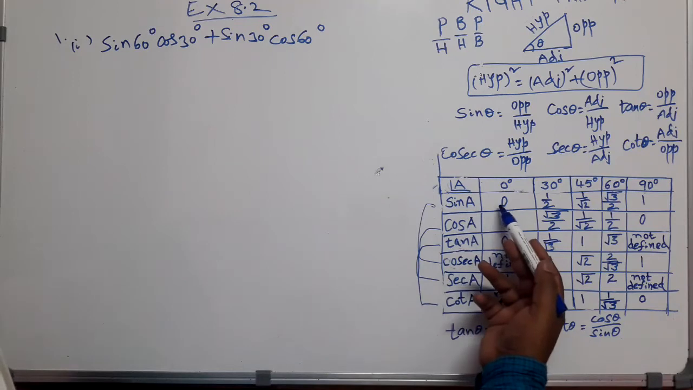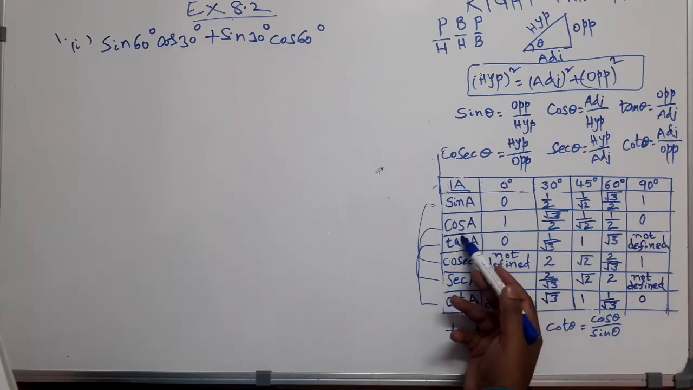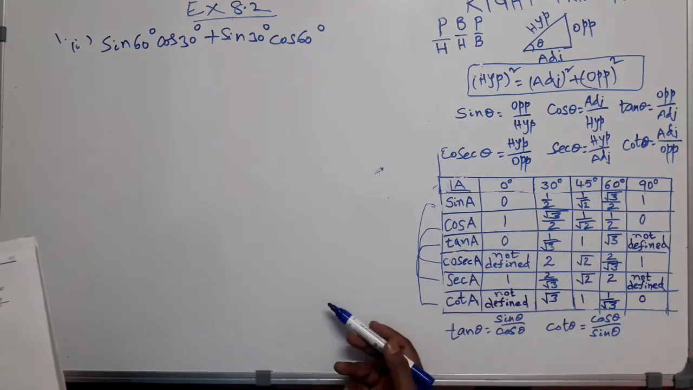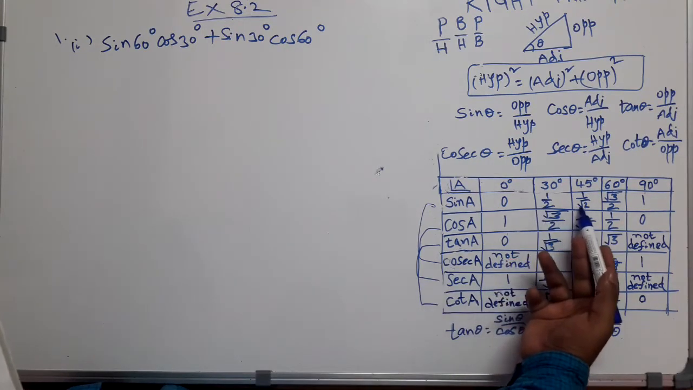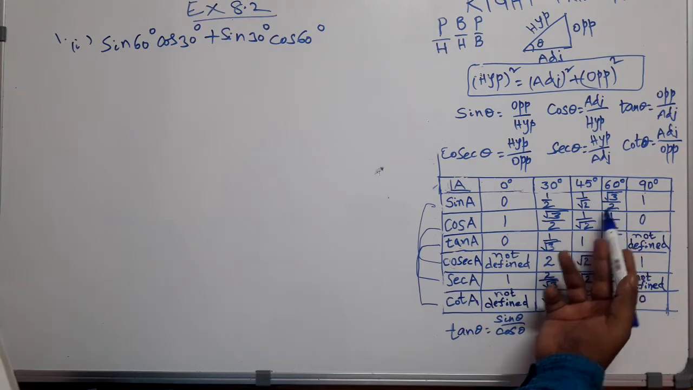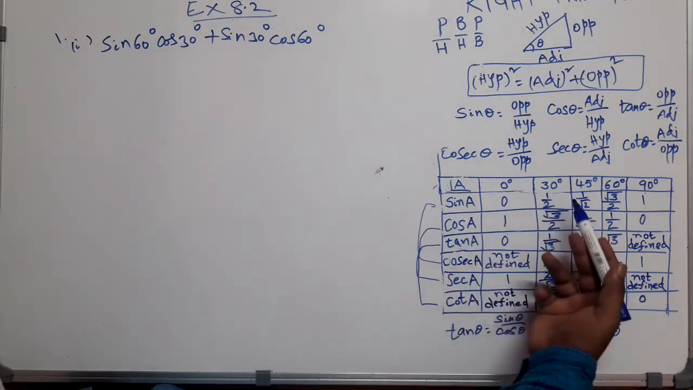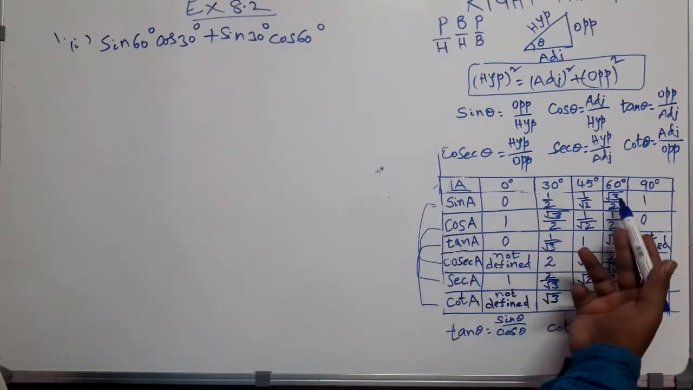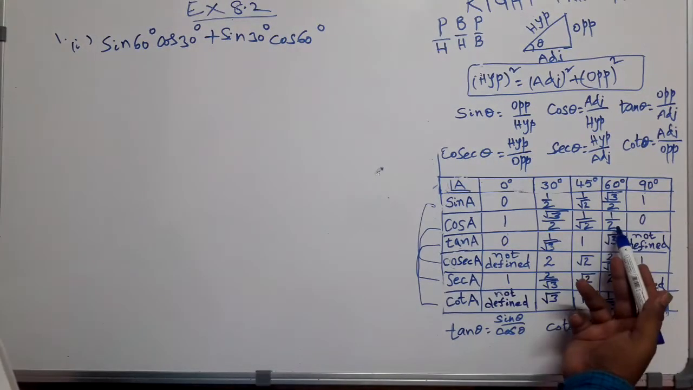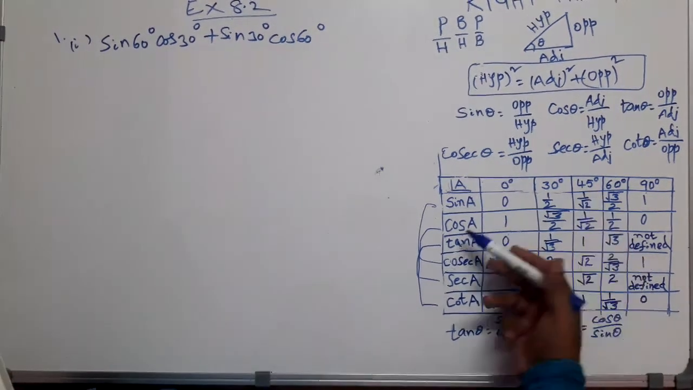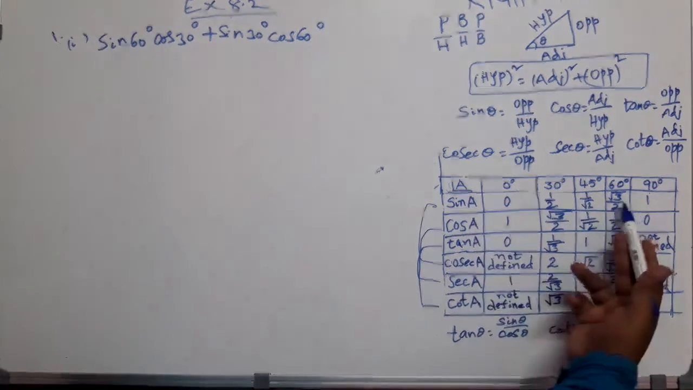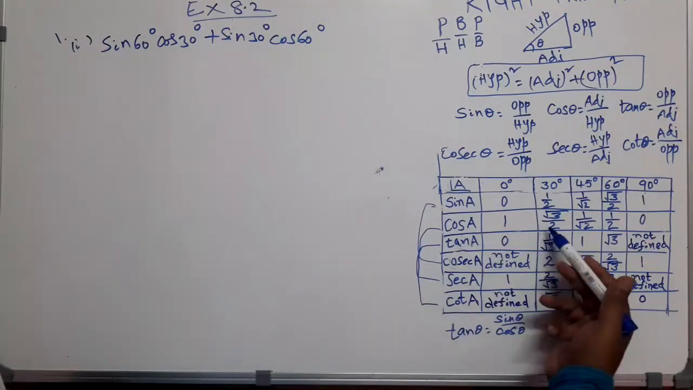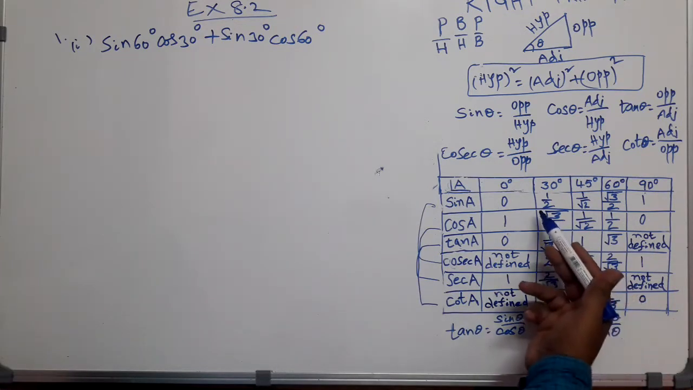Sin A is increasing from 0 to 1. Cos A is decreasing from 1 to 0. Right? If I can remember 1 by 2, 1 by root 2, root 3 by 2, I can say that sin 30 degrees and cos 60 degrees are equal. 1 by 2, 1 by 2. Sin 45 degrees and cos 45 degrees are equal. 1 by root 2, 1 by root 2. Sin 60 degrees and cos 30 degrees are equal. Root 3 by 2, root 3 by 2. Right? Shall we remember? Yes.